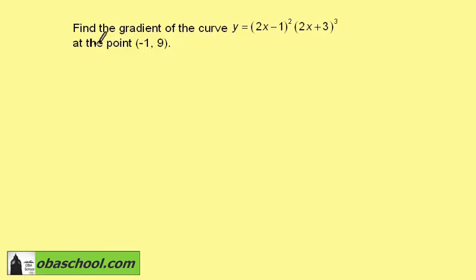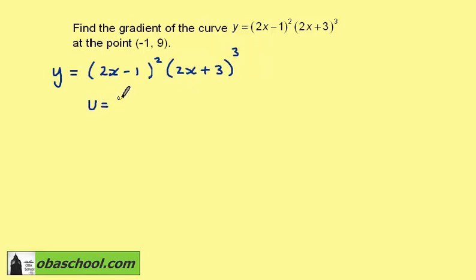We want to find the gradient of the curve y equals (2x minus 1) squared times (2x plus 3) cubed at the point (minus 1, 9). Let's start with y equals (2x minus 1) squared times (2x plus 3) cubed. To find the gradient, we need to find the gradient function dy/dx. So we need to differentiate this expression.